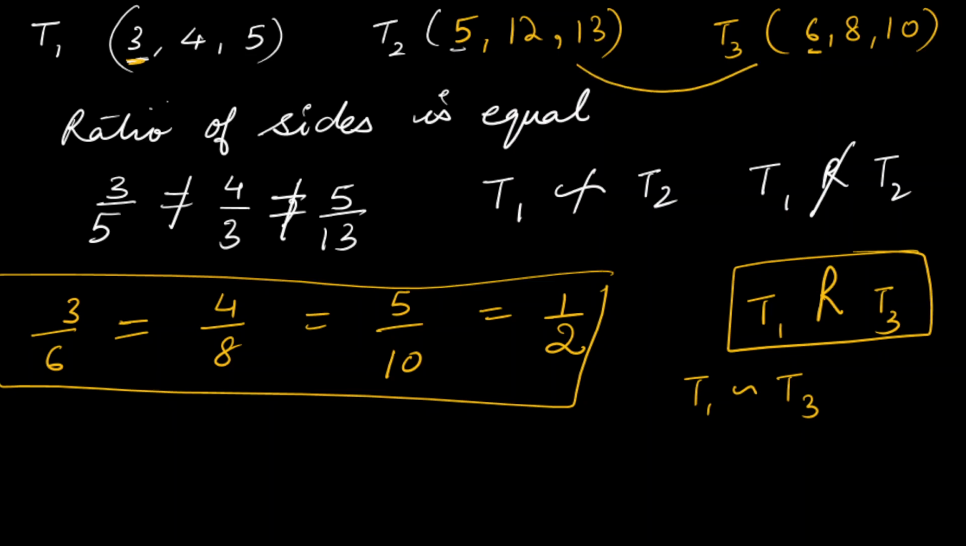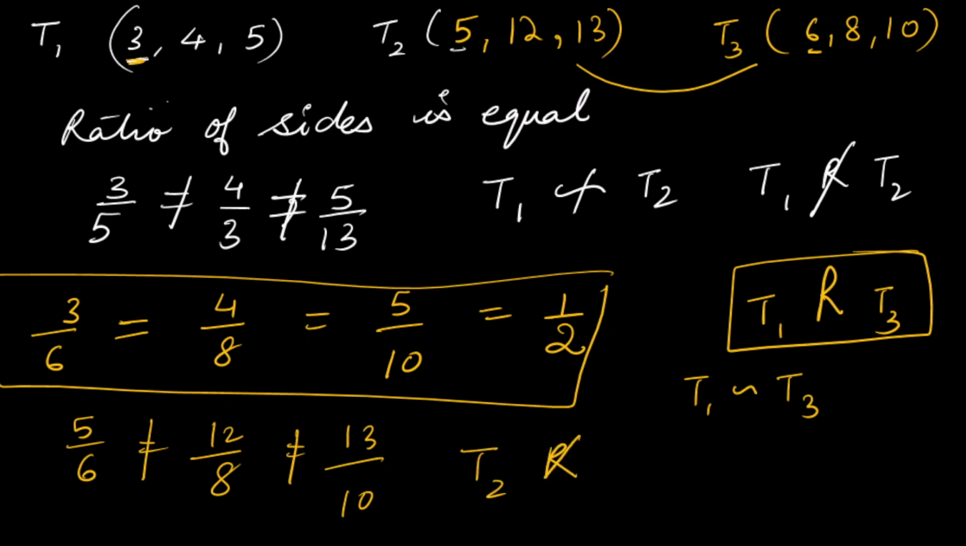You can check T2 and T3. If you check T2 and T3 also, 5 by 6, then 12 by 8, 13 by 10, if you find their ratios, these two triangles won't be similar because the ratios of the corresponding sides are not equal. Therefore, T2 is also not related to T3. Only T1 and T3 are related to each other.